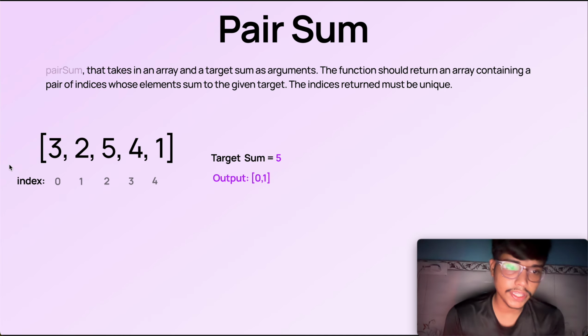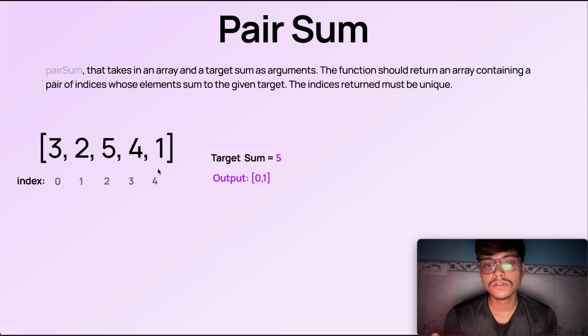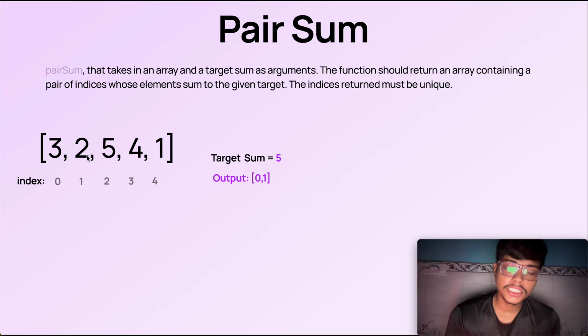For example, we have this array 3 2 5 4 1 with their indices, and the target sum is 5. So basically we need to find a pair which sums up to our 5. We know that 3 plus 2 equals 5, so that means we found a pair. 3 and 2 is a pair, and we just need to return their indices, so the output will be 0 and 1. So this is all about the problem. Now we need to solve this.